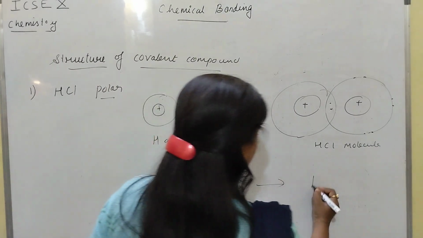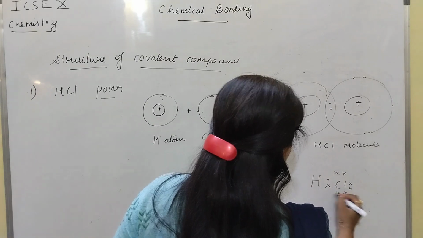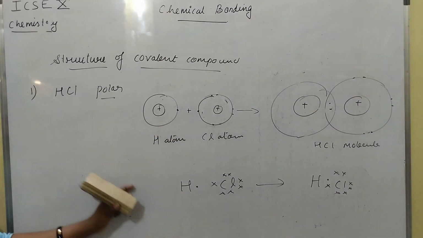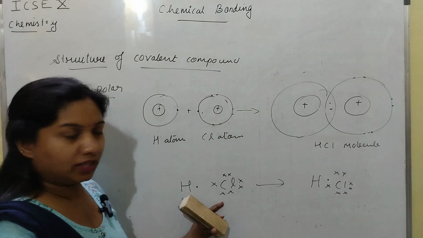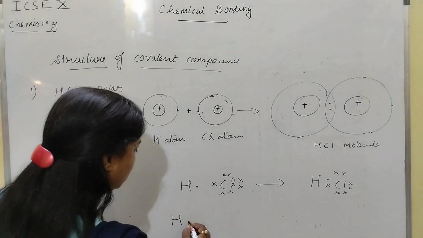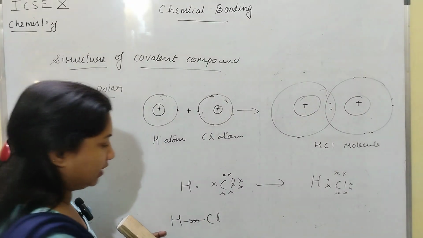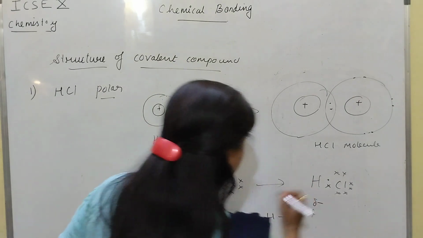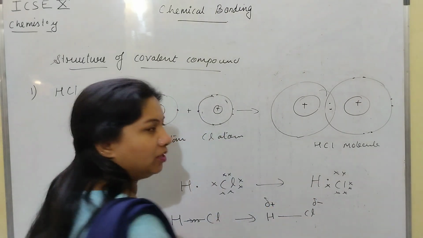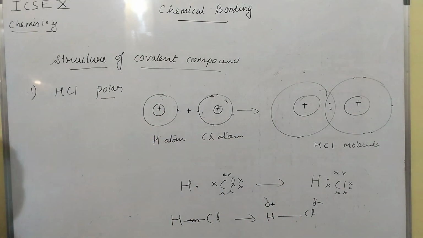After combination, this is the Lewis dot structure. It is also an example of a single covalent compound and it is polar. Why is it polar? Because chlorine, being more electronegative, attracts the shared pair of electrons a bit towards itself. So as a result, this chlorine will develop a slight negative charge and hydrogen will develop a slight positive charge. So that is why this compound is a polar compound.